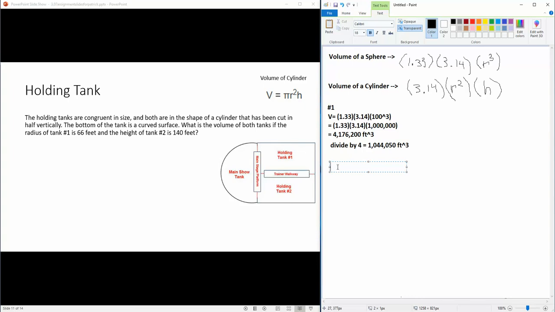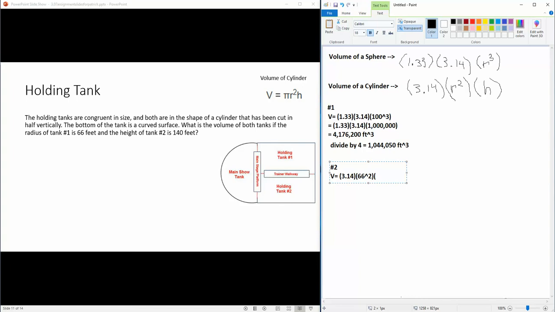So for this second one, we again are simply going to use the volume formula that they told us to use, which is the volume of a cylinder. But remember, we're looking for the half tank values. So we can come up here and again use the 3.14 times the radius. Well, in this problem, the example I'm giving you, it's 66 feet. But remember, that's squared. That's going to be the same as 66 times 66. And we do have to get that first.